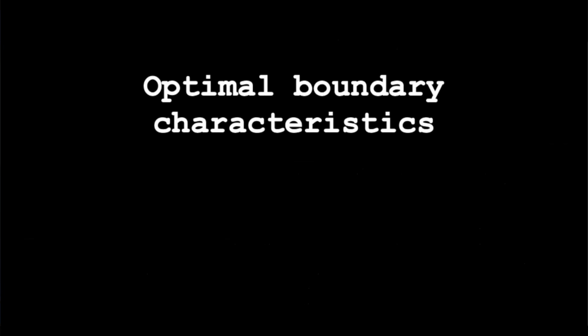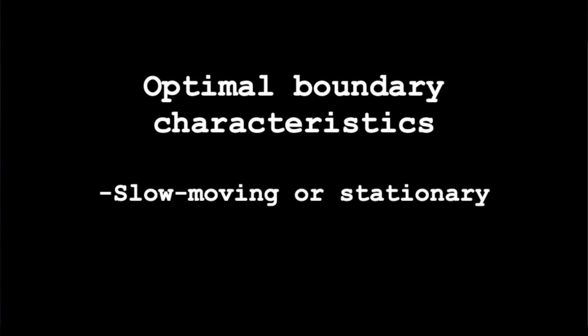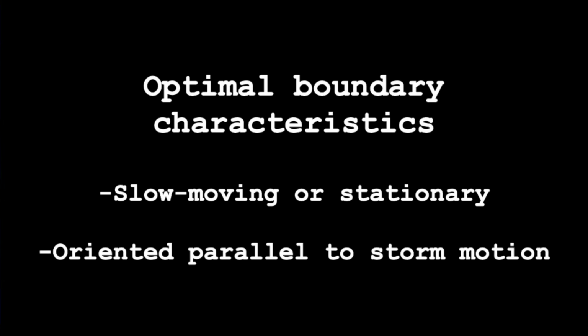Now, not all outflow boundaries are optimal for increasing tornado potential with storms that track along them. You want your boundary to be slow-moving or stationary. This gives the storm a better chance of actually latching onto and tracking along the boundary. And you want your boundary to be oriented parallel to storm motion. Again, this allows the storm to actually track along the length of the boundary, tapping into that increased low-level shear and vorticity to increase tornado potential.